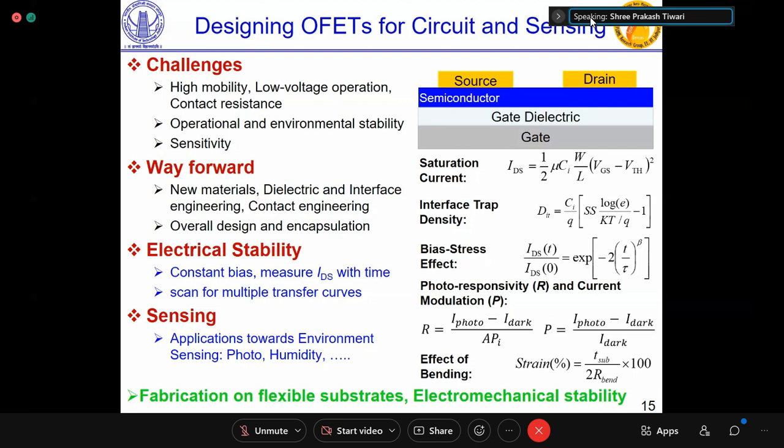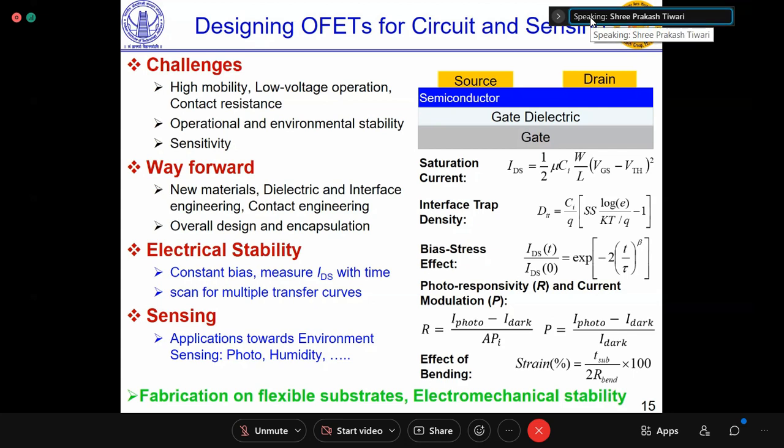Now, operational and environmental stability. Operational stability, we said, is bias stress stability and repeatability. But what is environmental stability? Once you fabricate devices from these materials, are they stable in the environment? Are they stable when humidity is there? Are they stable when a high amount of oxygen is there? Are they stable when you apply high temperatures and so on? These are called environmental stability. So these are for transistors. But if you talk about sensing, then you have to see what the sensitivity is for a particular aspect.